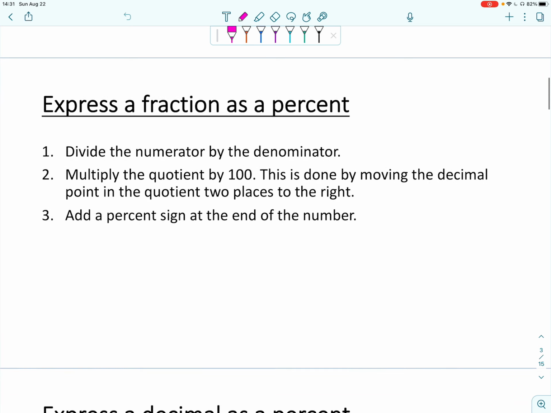So to express a fraction as a percent, we're first going to divide the numerator by the denominator. So just as a quick reminder, the numerator is the top number in a fraction, and the denominator is the bottom number in the fraction. Then we're going to multiply the quotient by 100. So the quotient is the result of that division. This can also be done by moving the decimal point 2 places to the right. So when we multiply by 100, that's the same as moving the decimal place 2 places to the right. And then we add the percent sign at the end of the number.